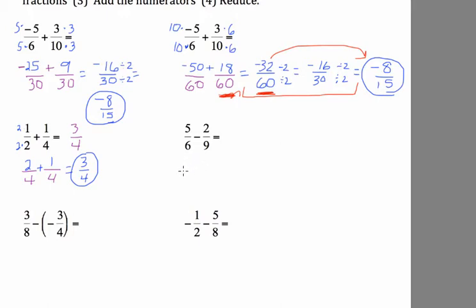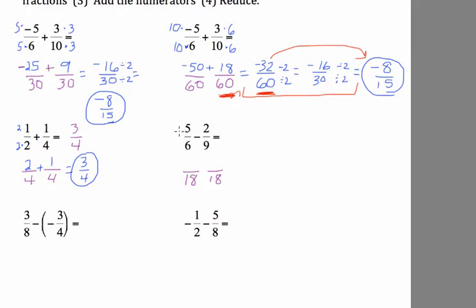6 and 9, finding a common denominator. There are a bunch that will work here. 6 times 9 is 54. 54 would work as a common denominator. 36 would work. 6 and 9 both divide evenly into 36. The smallest one is 18. 6 and 9 both divide evenly into 18.